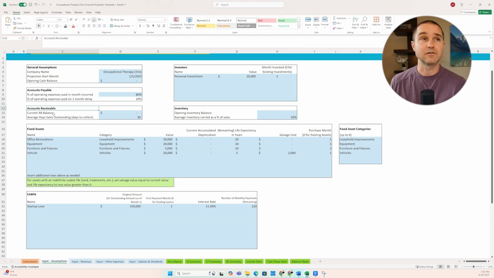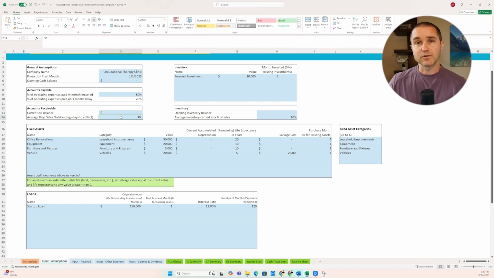You don't pay it until the following month. On the accounts receivable side, this is something that's pretty important. This is how fast you are going to get paid by your customers. So if you're billing to insurance or Medicare or Medicaid, they may take a little while to pay. And so here we can set the average number of days we think it's going to take to collect payment from our customers. So we're setting the initial average here at 30 days.